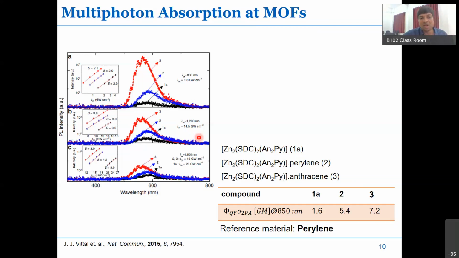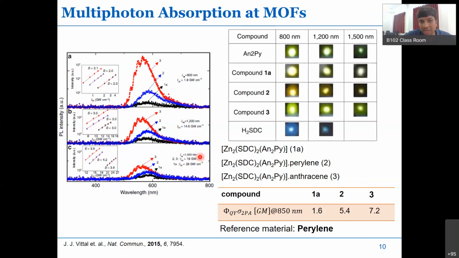Yeah, sorry. Similarly, you can also see 4 photon absorption, where excitation is up to 1500 nanometers with an excitation energy of like 26 gigawatt or 18 gigawatt based on the material and its activity levels. Okay, and not only the plots, these are the microscopic images where you can see compound 1A, compound 2, and compound 3.